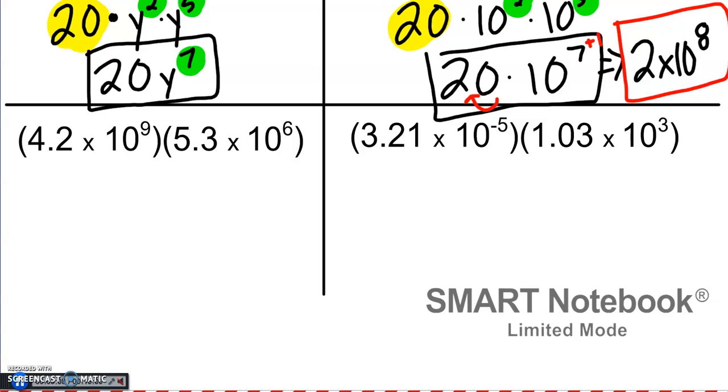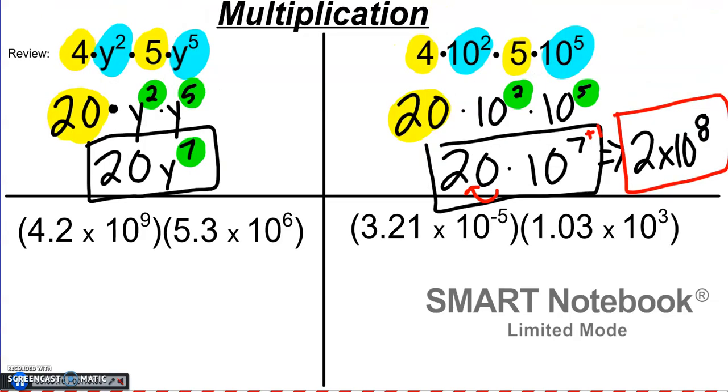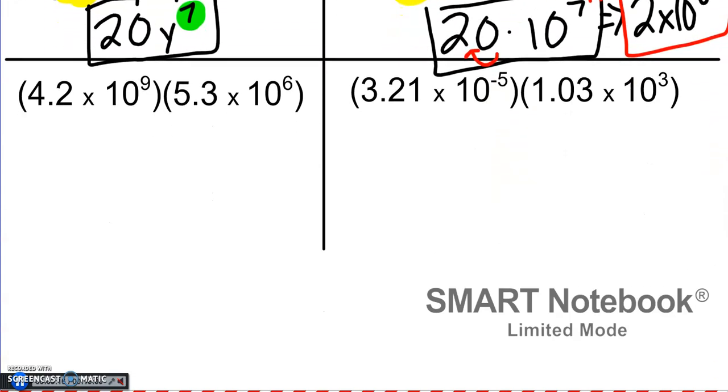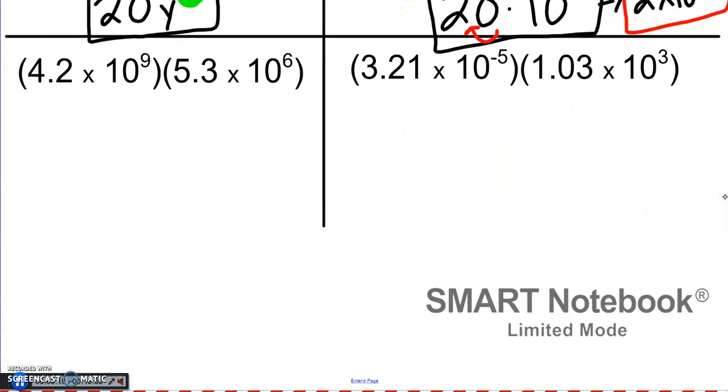So let's highlight again. So in the bottom left, we have 4.2 times 10 to the 9th times 5.3 times 10 to the 6th. So we're going to be multiplying 4.2 and 5.3 together. I'm going to put that there. Then we have 10 to the 9th times 10 to the 6th, right?